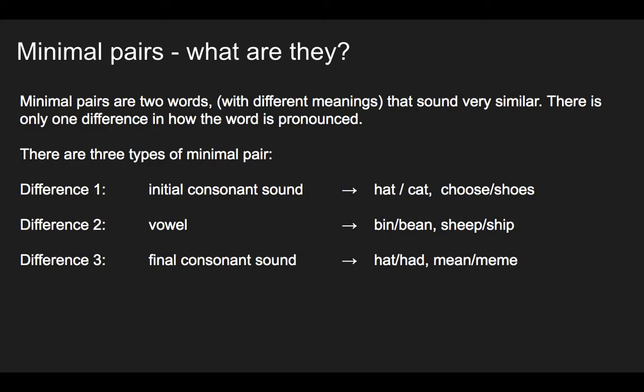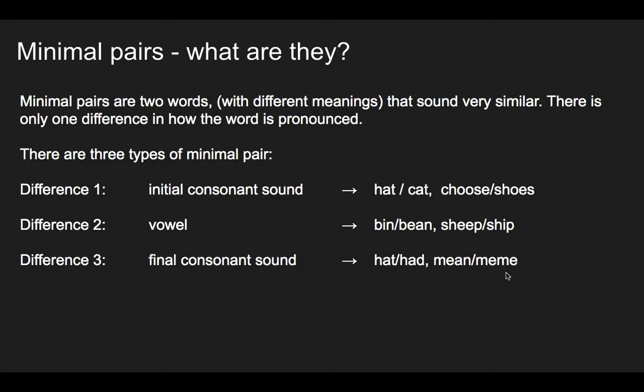Hat, had, and mean, meme. Now, as you can see, even with this one, although the word ends in a vowel, an E, the sound is a consonant, is M. So we don't pronounce this E, we say meme. So the last sound is M, consonant. So mean, meme. Very similar, but a slight difference.